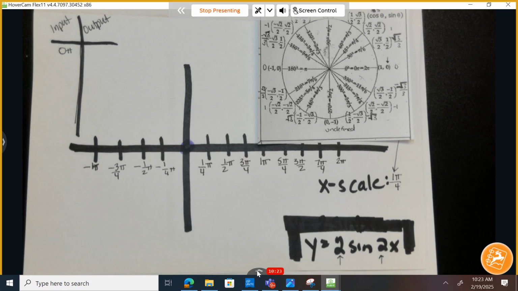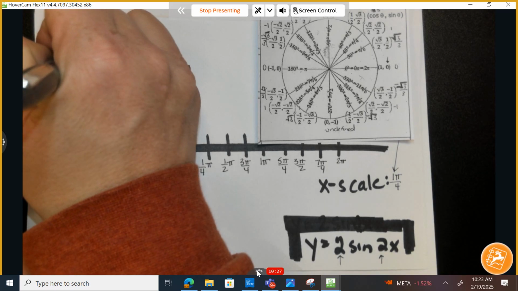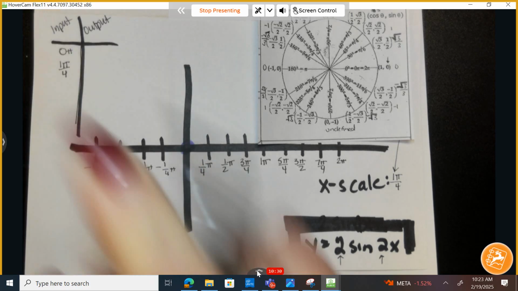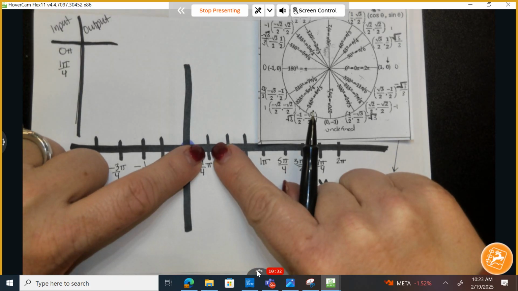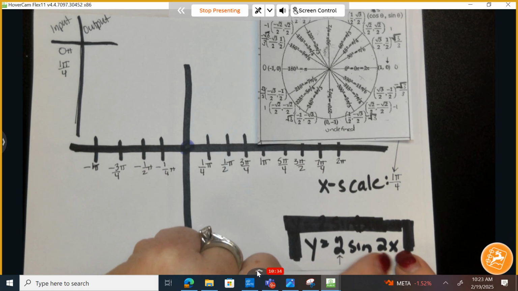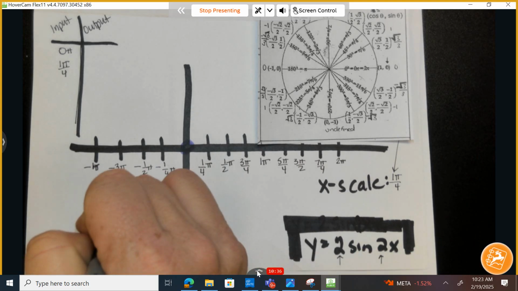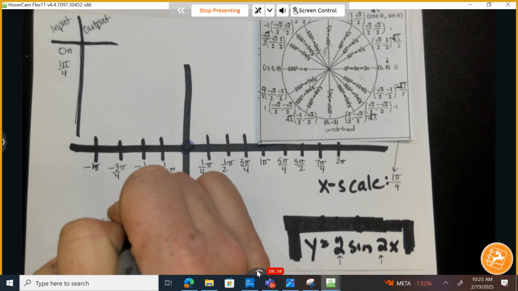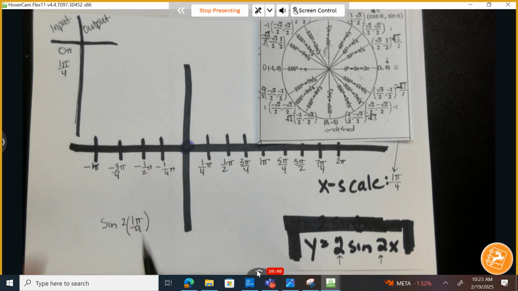Okay, let's do this slowly. Ready? So everybody has to listen. Here's my next one. I'm writing down 1 pi over 4 because that's what I'm going to plug in. That's my input. So I put it down here. For visual learners like myself, I'm going to write this down. Sine of 2 times 1 pi over 4. And then I'm going to take that later on times the 2 out front.